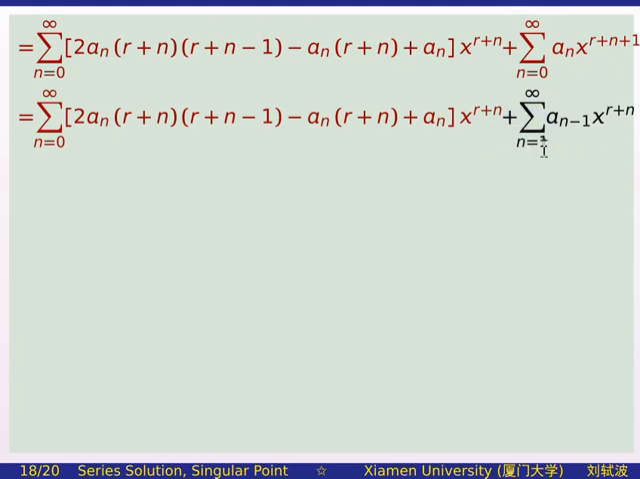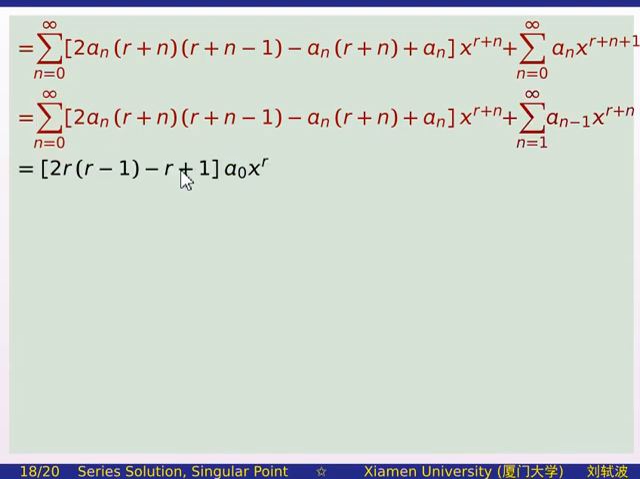Okay, so we have two summations. The power of x in these two summations is the same, so these two summations can be combined. But the range of n in the first summation starts from 0, and in the second summation from 1. So the first summation has an extra term corresponding to n equal to 0. To combine these two summations, we need to write the term corresponding to n equal to 0 separately.